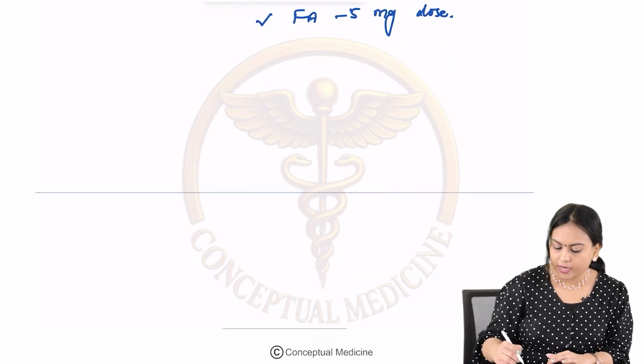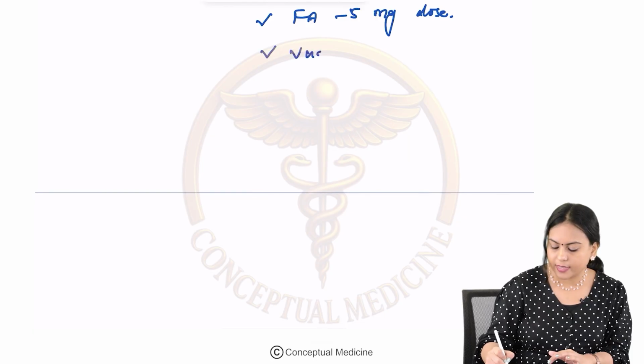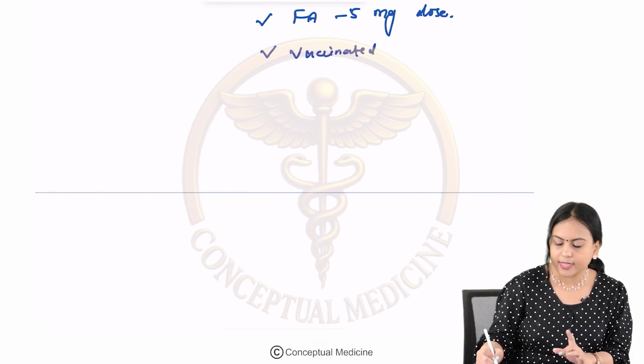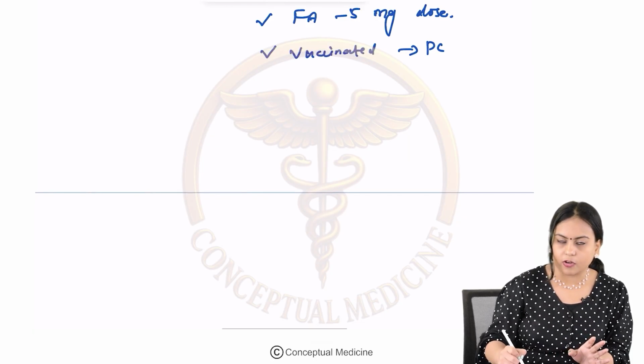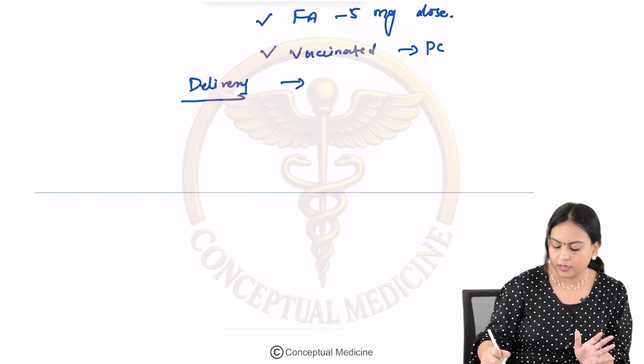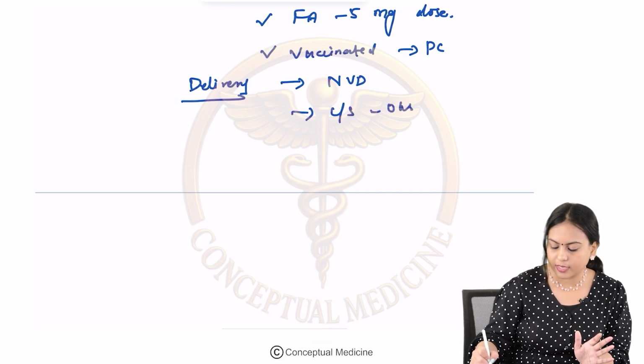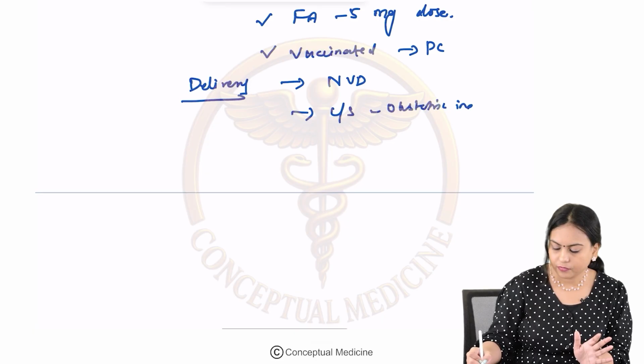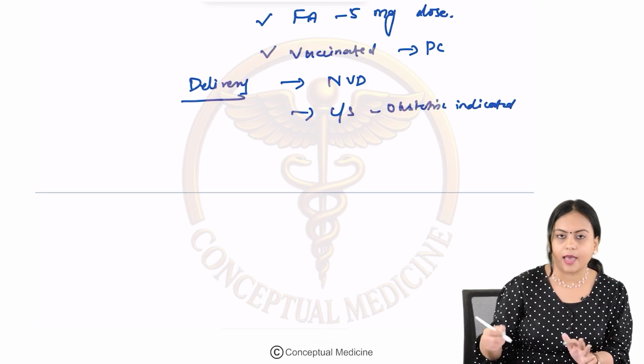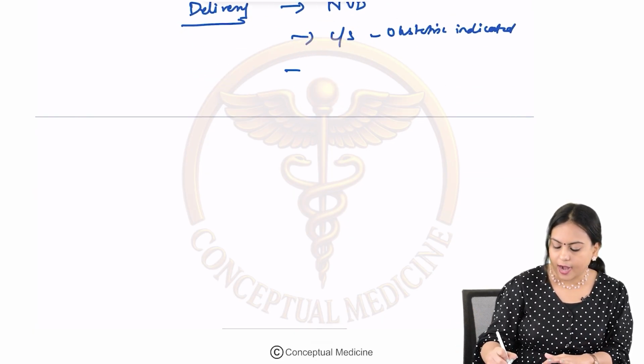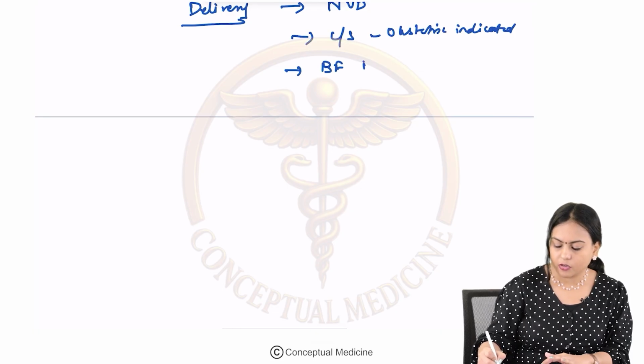You have to make sure that they are vaccinated properly, especially against pneumococcus. And for delivery, we are going to offer them a normal vaginal delivery. Cesarean section is only for obstetric indications. The labor can be managed normally, and breastfeeding is not contraindicated.